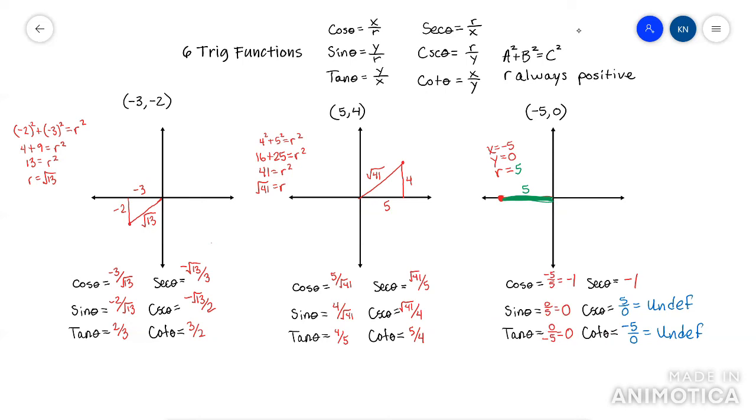All right, that's how you do the 6 trig functions. Draw those bow ties. Hope this video helped.